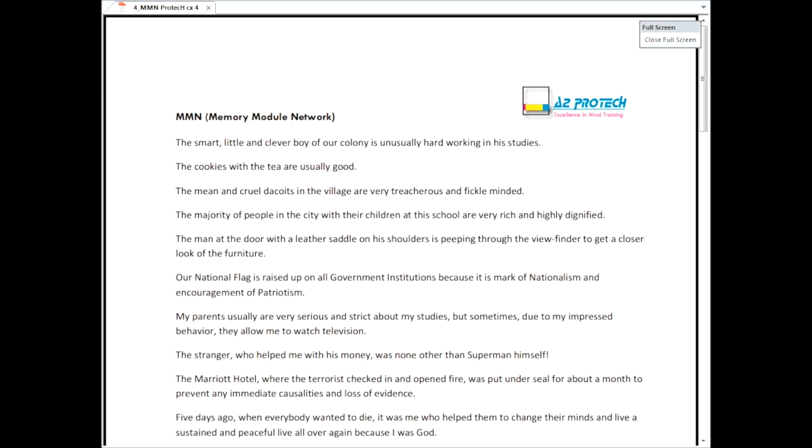All right, now tell me. Shoot without seeing. The man at the door with a leather saddle on his shoulders is peeping through the viewfinder to get a closer look of the furniture. तुम cheating तो नहीं कर रहे ना? Okay, good.